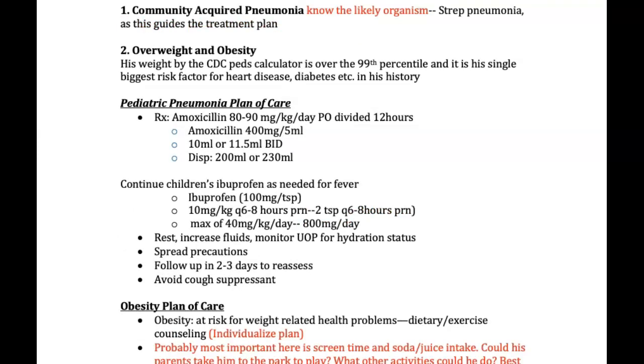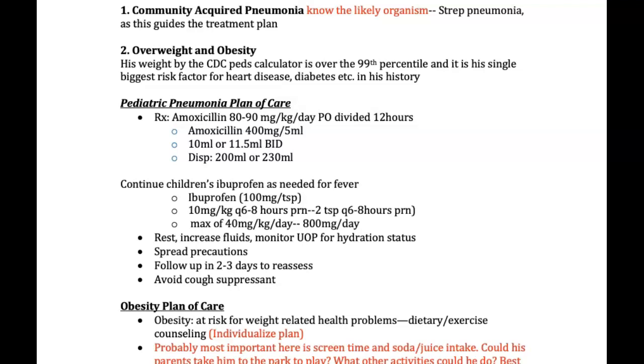Diagnosis is overweight and obesity. His weight by the CDC PEDS calculator, remember, is over the 99th percentile, and it is his single biggest risk factor for heart disease, diabetes, etc. In his history. So again, don't just hone in on the diagnosis from the acute complaint. We always want you to be thinking holistically about your patient encounters. And so this is a big diagnosis for this child and health problems. We want you to also be thinking about other diagnoses and address those as well.